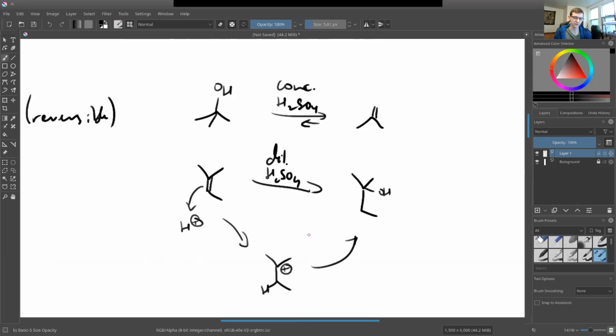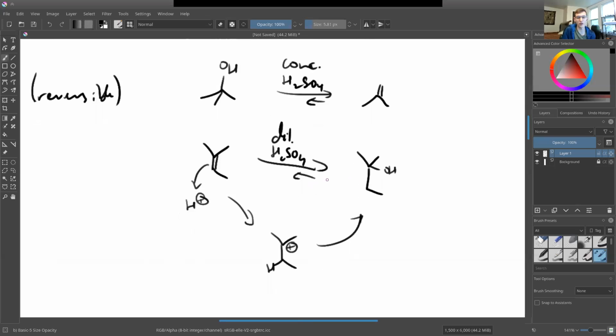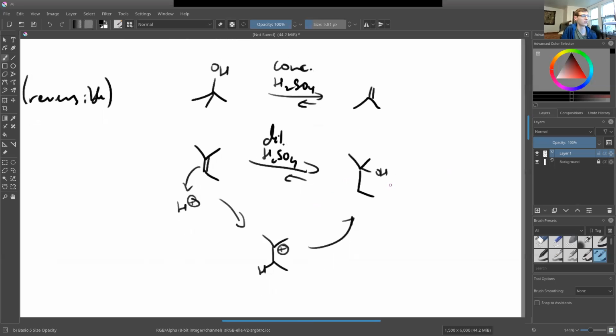So with the dilute one, is there going to be an equilibrium formed? Is it going to go back and forth a lot? Yeah, it'll also go back and forth. The thing is, there's so much water that it drives it in the forward direction. Really, we can write the reaction like this, and if there's so much of the water, then it really pushes it forward. That's the reason we use dilute.